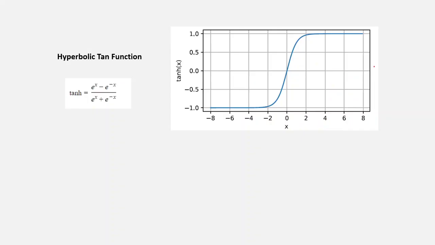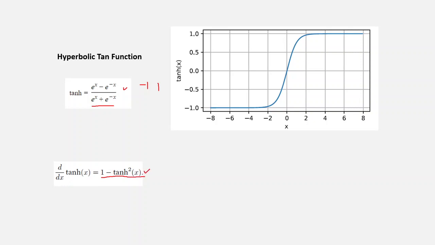Next, we move on to the last function, the hyperbolic tan function, which is equivalent to e to the power x minus e to the power minus x divided by e to the power x plus e to the power minus x. What it does is it puts the value of x within a range of minus 1 to 1. When we differentiate that, when we take d/dx of tanh x, it is equivalent to 1 minus tanh square x.